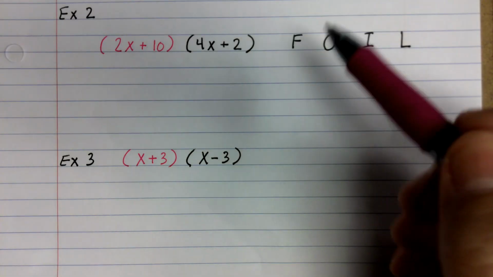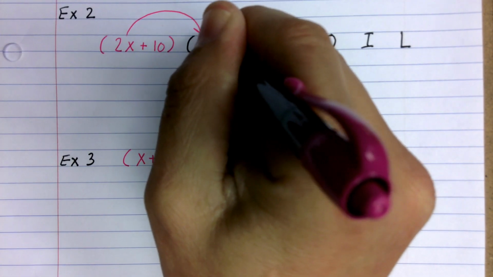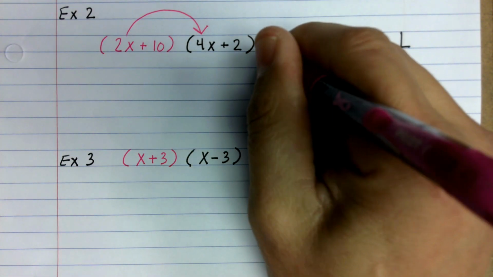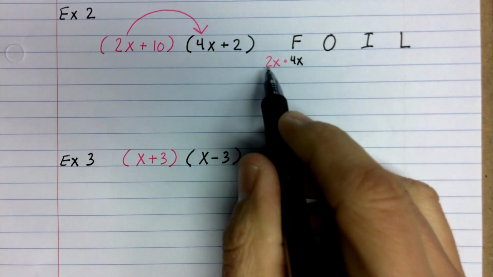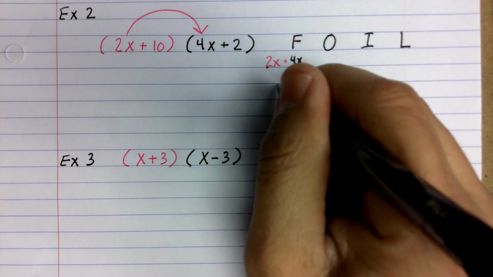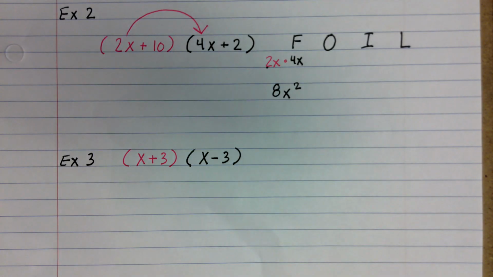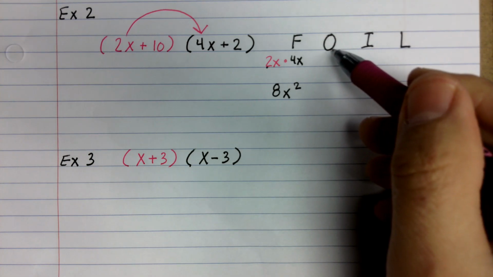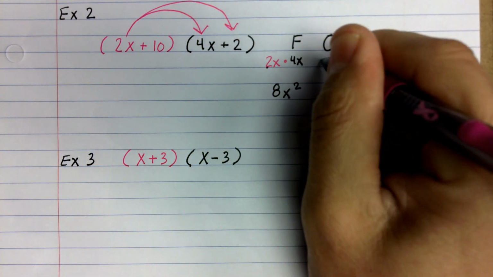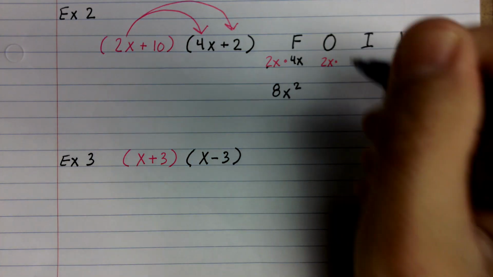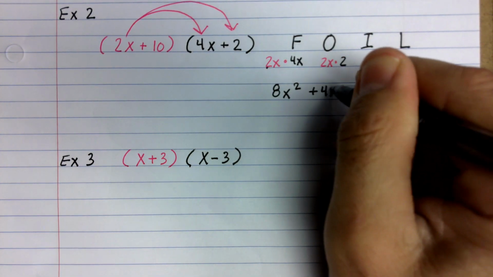For example 2, we're going to use the FOIL method again. I'm going to take this first term and multiply it to the first term in the second binomial. Therefore I have 2x times 4x. 2 times 4 gives me 8, and x times x gives me x squared. For the outer, I'm going to take this 2x and multiply it to the outer term, positive 2. So 2x times positive 2. And 2 times 2 is 4, so that becomes 4x.